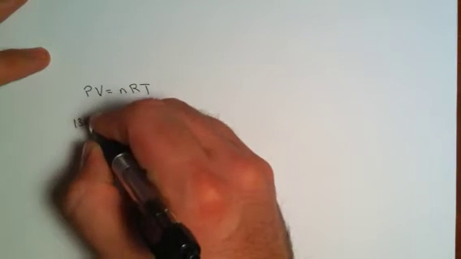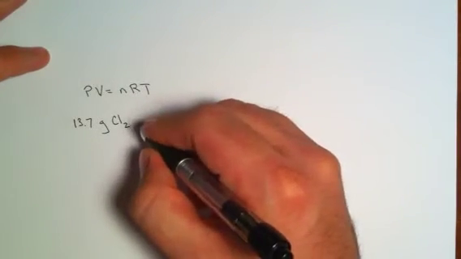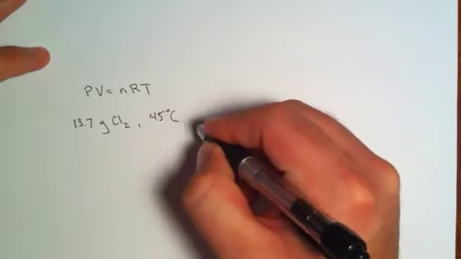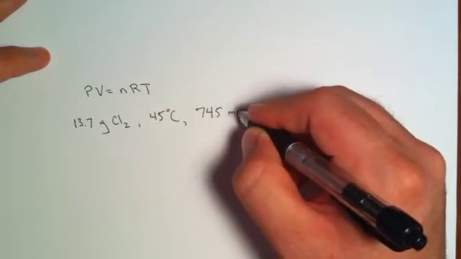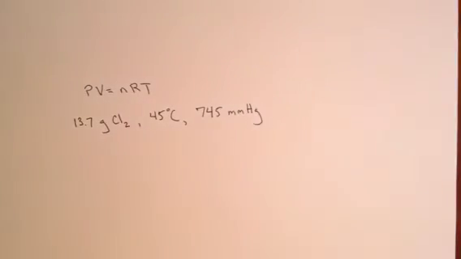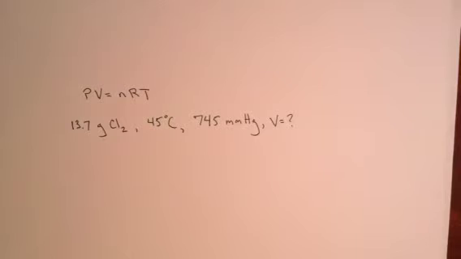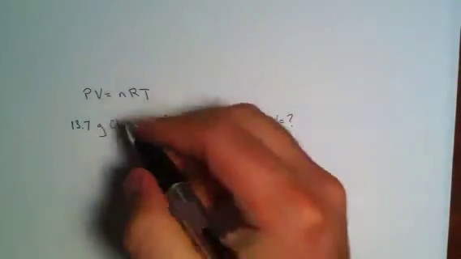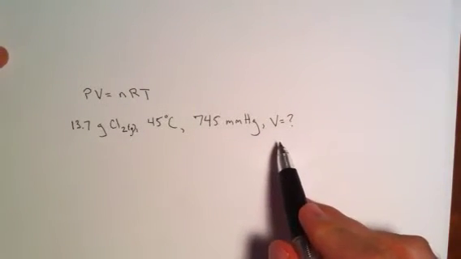Let's assume we have 13.7 grams of Cl2, at 45 degrees Celsius, and the pressure is this. That's what we're given in the problem, and we want to know what the volume is equal to, how much volume the gas is taking up. This chlorine is a gas, I should have written that, sorry. So we want to know the volume that the gas takes up.